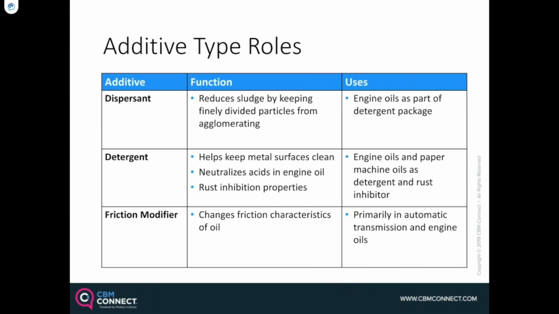Friction modifiers are used in transmission, some in engine oils, but I think of them as primarily used in transmission fluids.